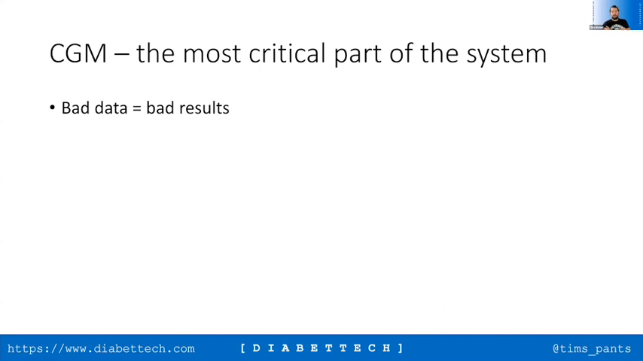So CGM, the most critical part of the system, as we all know, and we know that bad data equals bad results. Now, as we've got 40% of people who are participating in this using Libre 1, what we're going to talk about here is actually quite important. For those using Dexcom G6, it's perhaps a lot less important because the calibration process with that is kind of, certainly I find it to work very well indeed, and I don't need to calibrate the sensor data. However, I understand that some people do.